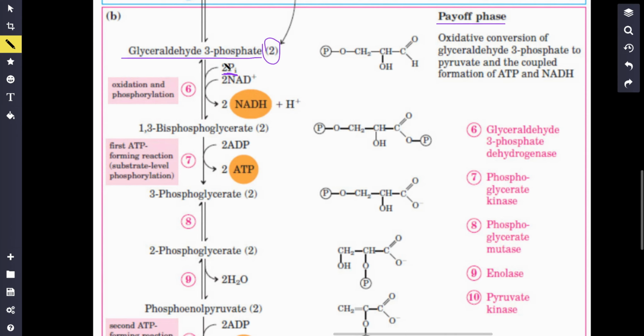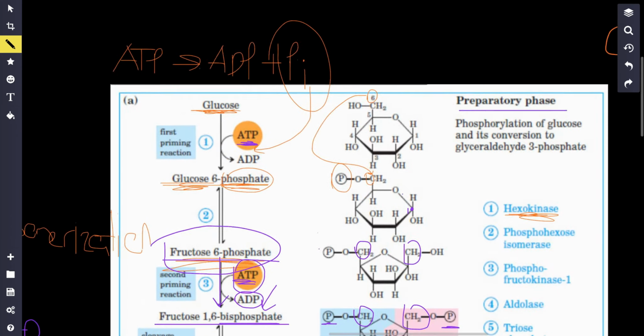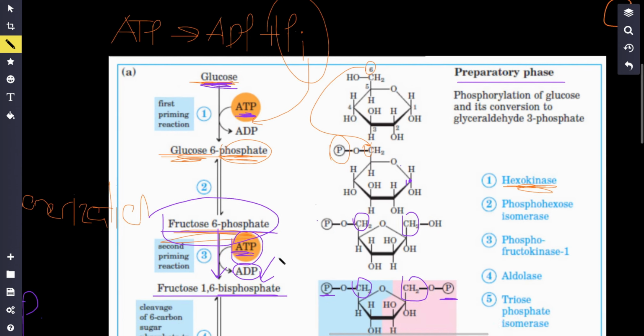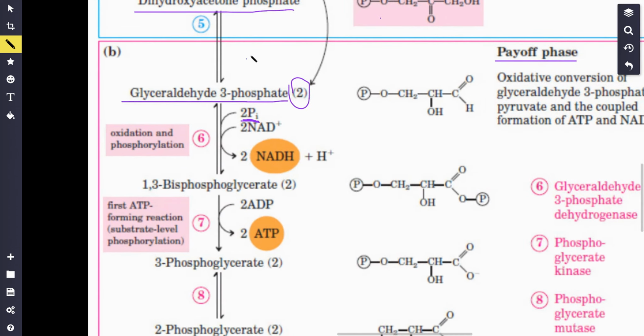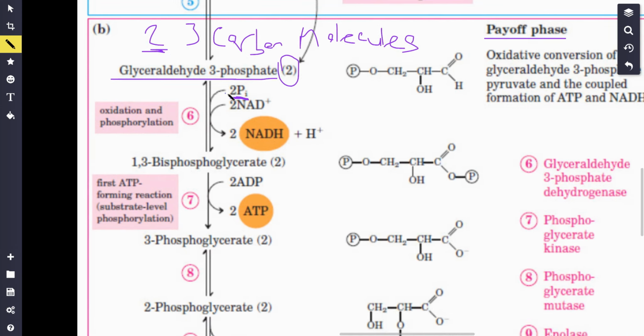All right. Now, recall that originally we had a 6-carbon molecule, and now we have 2 3-carbon molecules. So it's important to note that this reaction will actually happen twice, because now we have 2 3-carbon molecules. This is why there's a 2 in front of everything. It just shows that this reaction is going to be happening 2 times, because we have 2 3-carbon molecules.